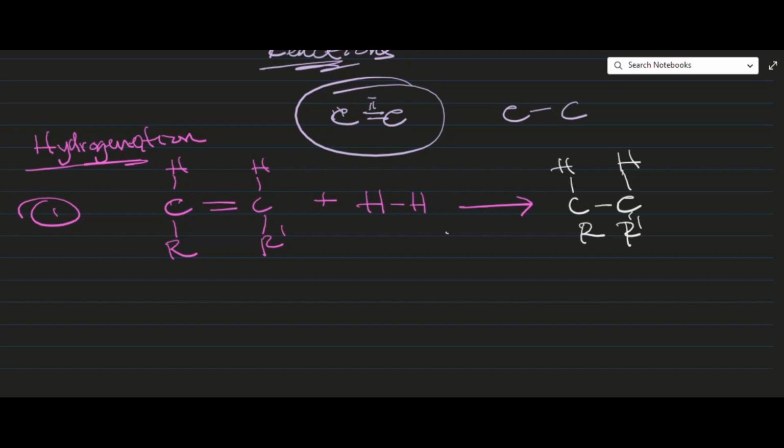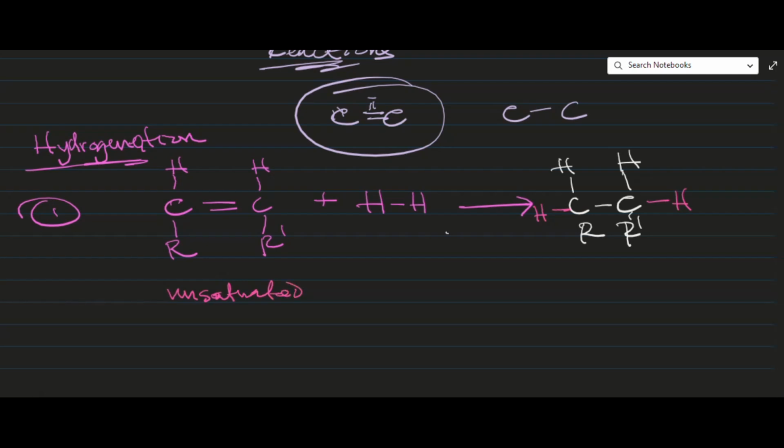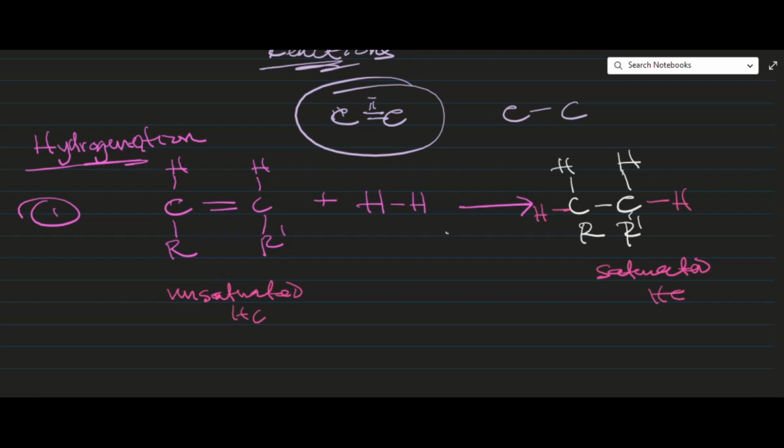One of the hydrogen atoms from this hydrogen molecule will be here, and the other one will be here. So we have our saturated hydrocarbon. Remember, this is an unsaturated hydrocarbon, and here we have a saturated hydrocarbon. What makes this one unsaturated? Because of the carbon to carbon double bond, and we don't have that here, so this is saturated.